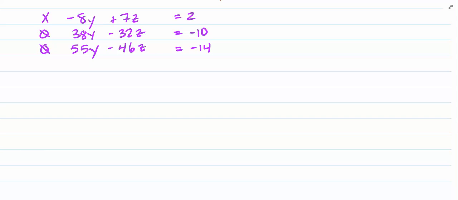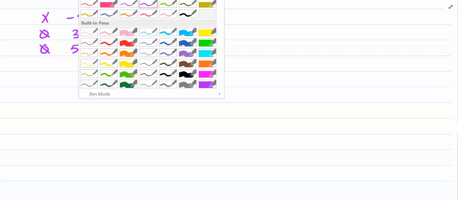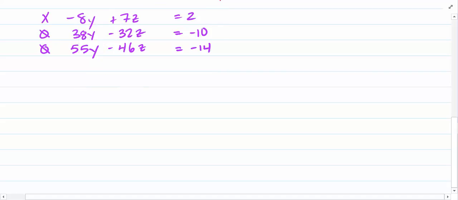What's our next step going to be? Now that I've moved this up here, what do we want? What are we trying to achieve? Well, we want to get a z essentially by itself, right? So normally we would want to get a 1 where my 38y is and then 0 below that. So here's what we're going to do. I'm going to do something tricky here. I'm going to multiply row 2 by 55, and I'm going to multiply row 3 by -38.